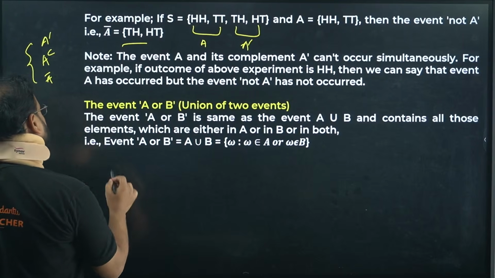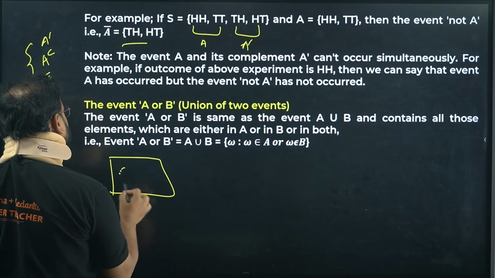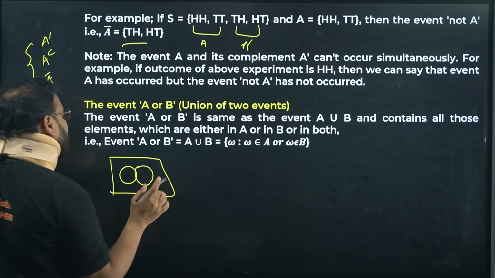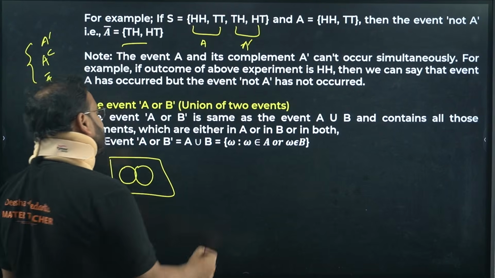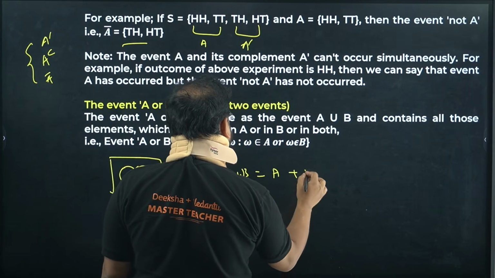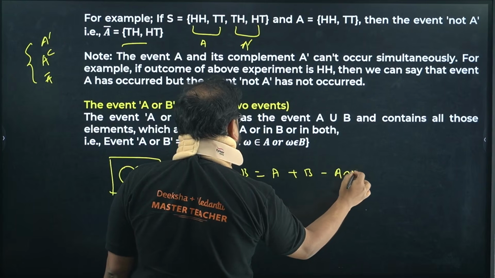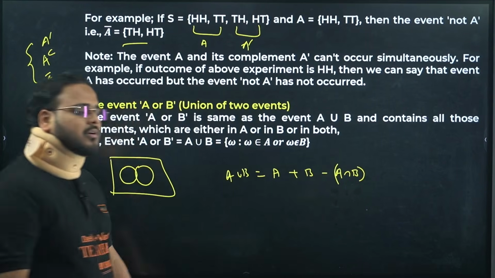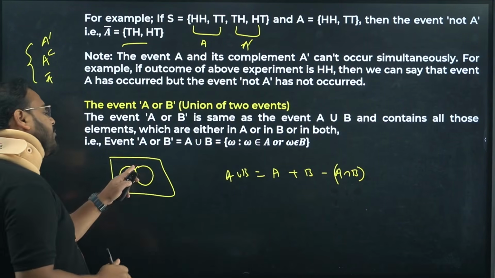Okay. The event A or B. What is the meaning of union? I already explained this to you. You're going to take A and B, just remove the overlapping common ones. That is what is going to be over here. So if I write union of A and B, so A plus B, remove the intersection of AB. Remove the overlapping ones, because when you say A, you have already taken this part.